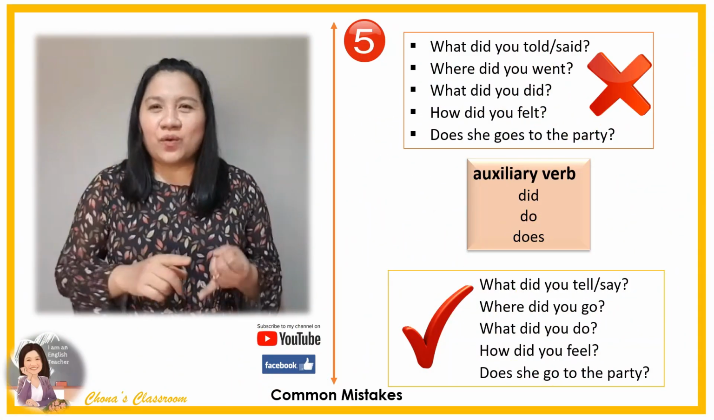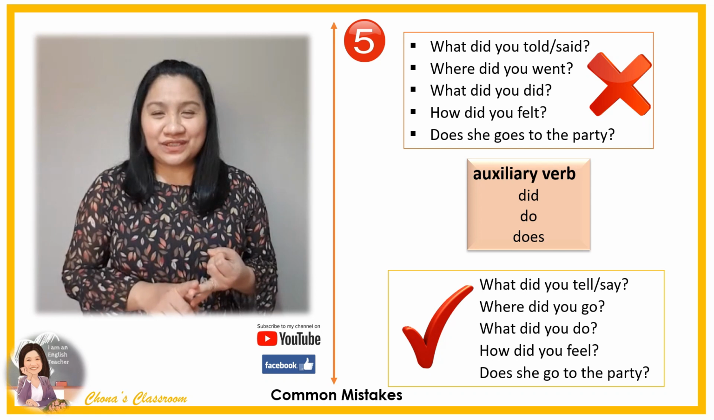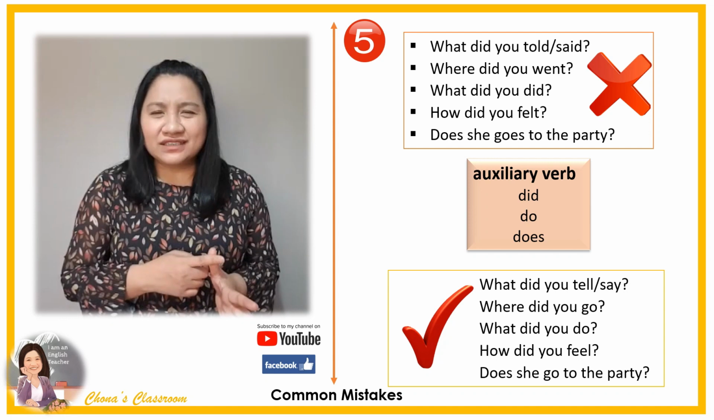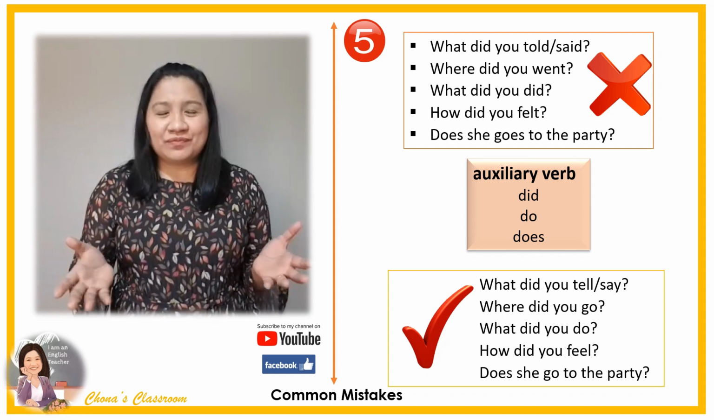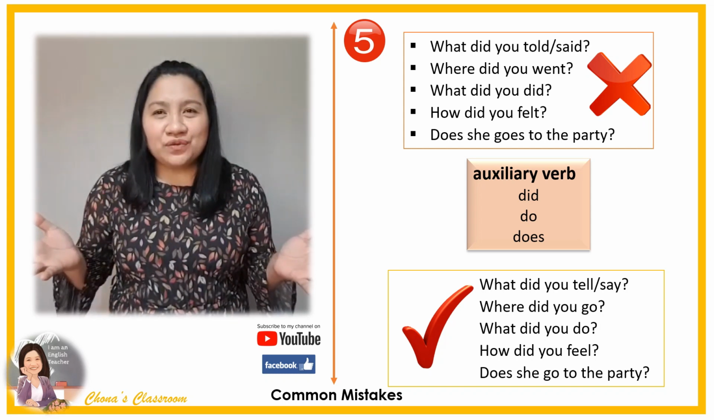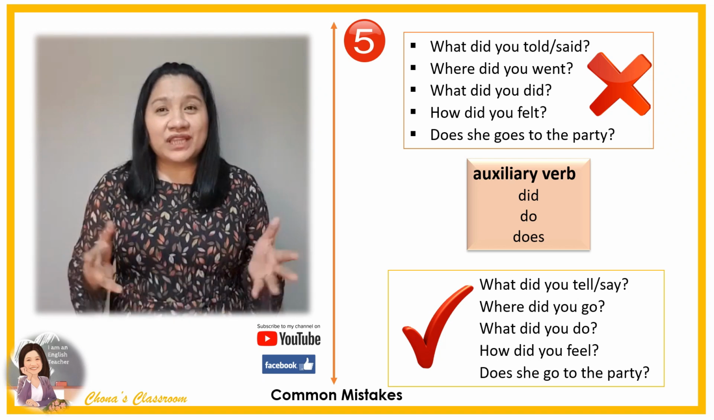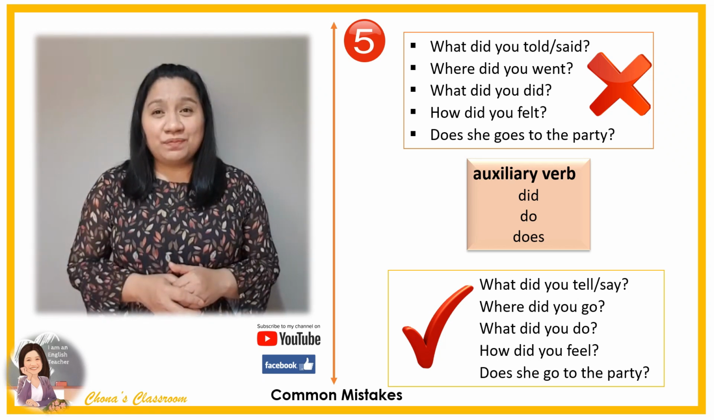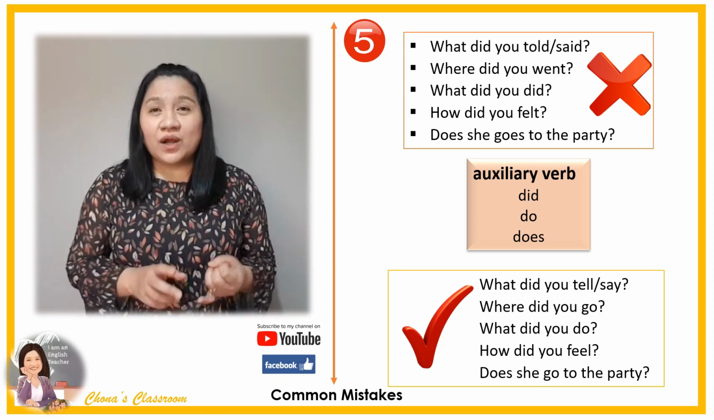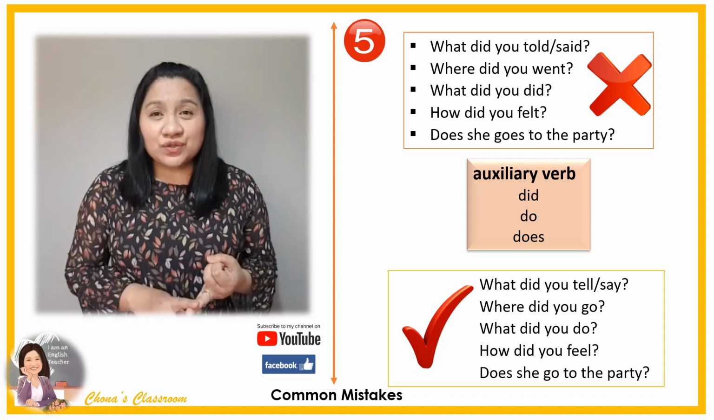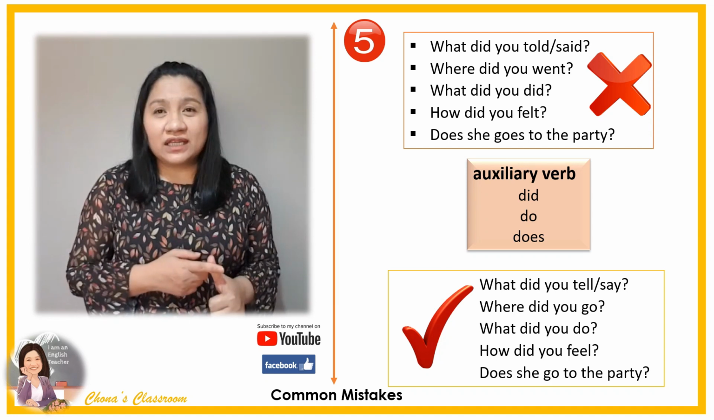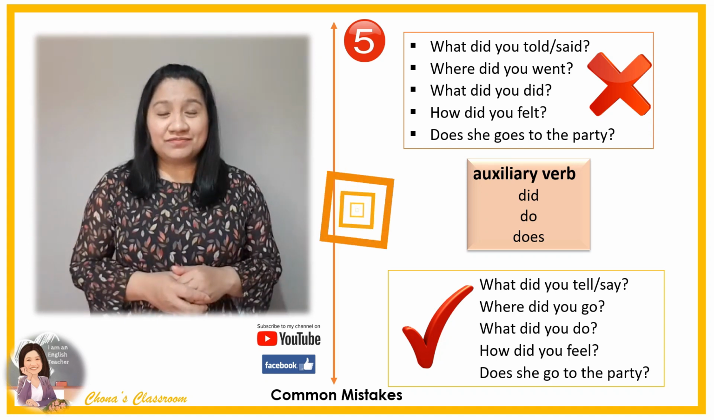Number 5. What did you did? What did you told? What did you said? Where did you went? How did you felt? Does he goes to the party? All of these expressions are incorrect. Why? Because when we already use the auxiliary verb do in whatever form, the next verb should be in its base or infinitive form. So the correct forms are, what did you do? Where did you go? How did you feel? What did you say? What did you tell? And does he go to the party?